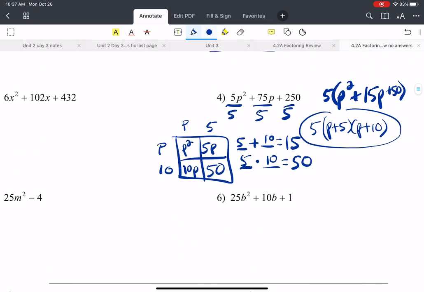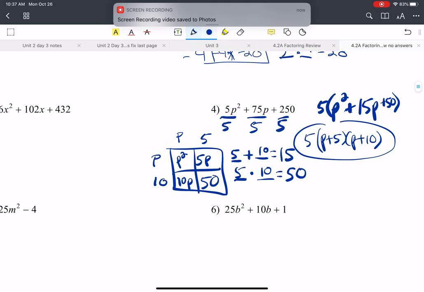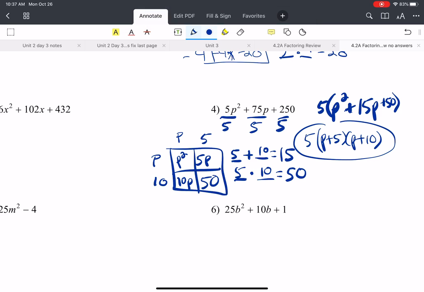Okay, let's look at number 6. On number 6 here, can I take the 25 out? Does 25 go into 10 or 1? No, I can't take the 25 out.